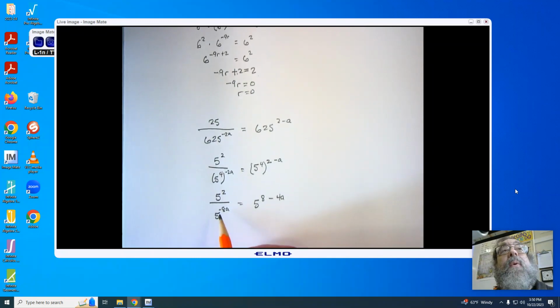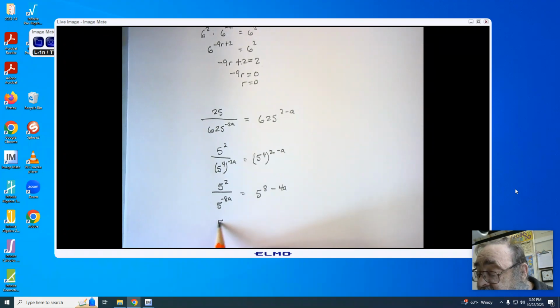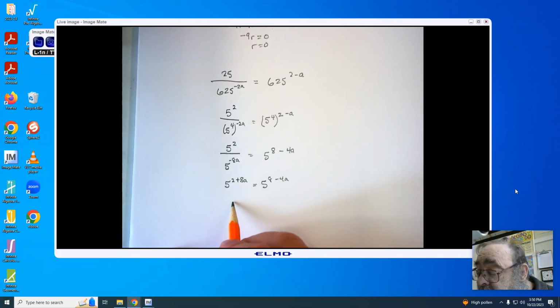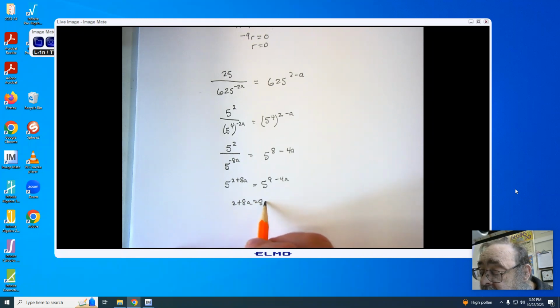Negative exponent forces this to come up to the top, so I have 5 to the 2 plus, because of the double negative, 8a equaling 5 to the 8 minus 4a. I'm now going to drop the base. 2 plus 8a equals 8 minus 4a. And I'm now going to begin solving.